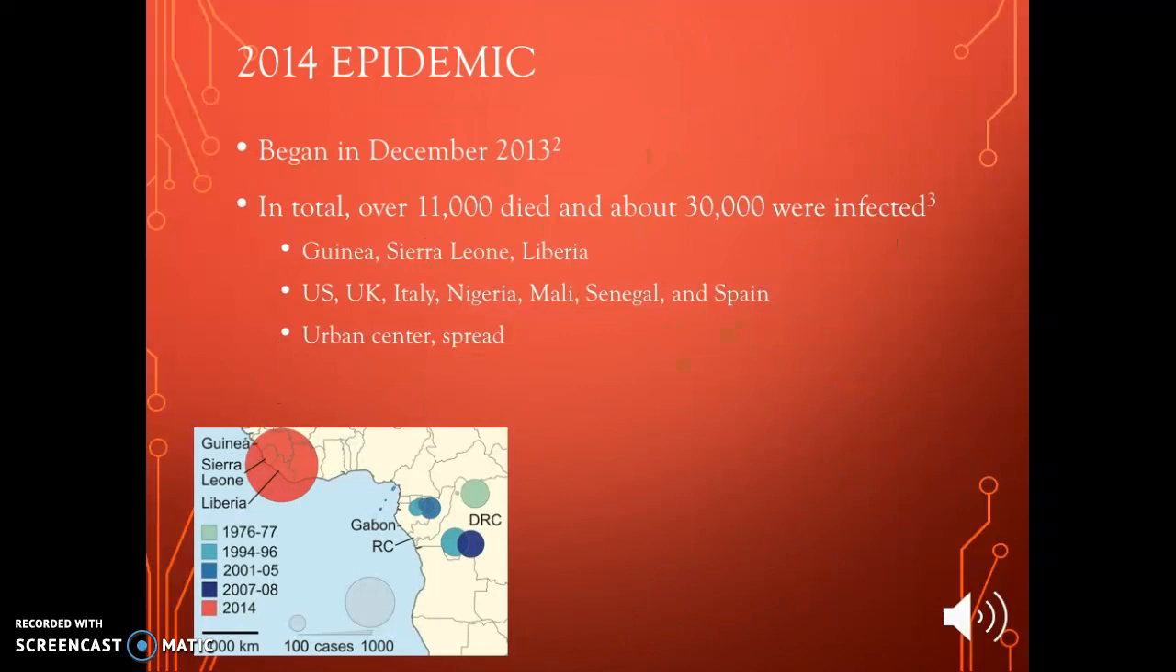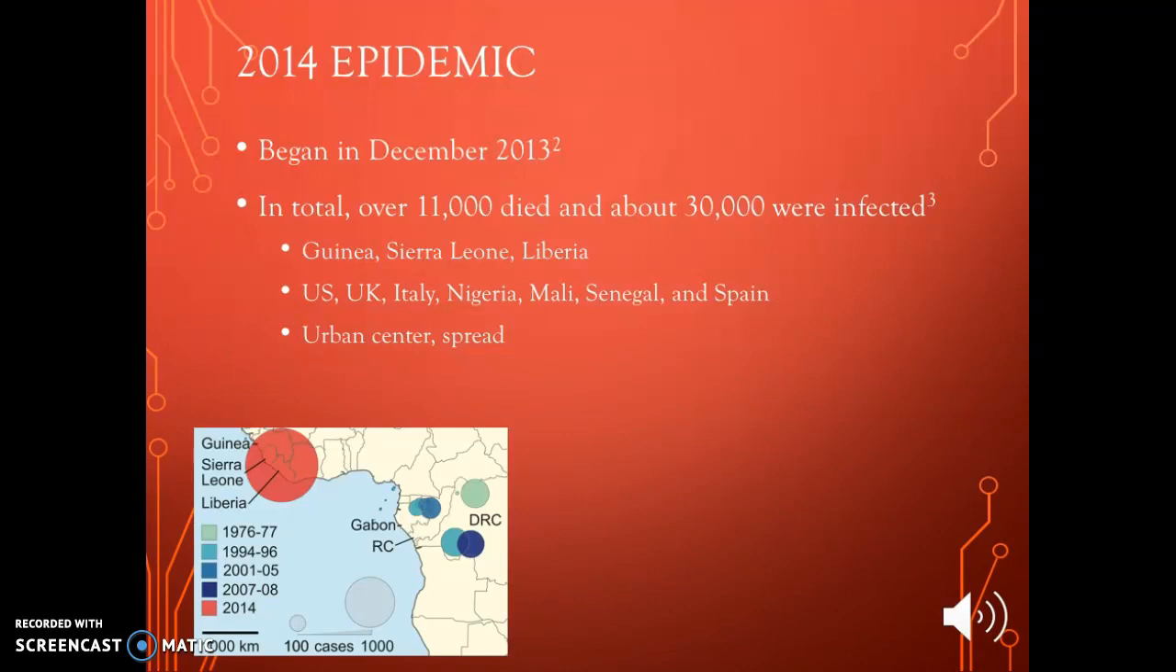So in terms of the 2014 epidemic, that began actually in 2013, at the end of the year in December. But over the course of the next 2 years, over 11,000 people died, 30,000 were infected, and most of those were in Guinea, Sierra Leone, and Liberia, although people in the US, the UK, Italy, Nigeria, Mali, Senegal, and Spain were also infected.